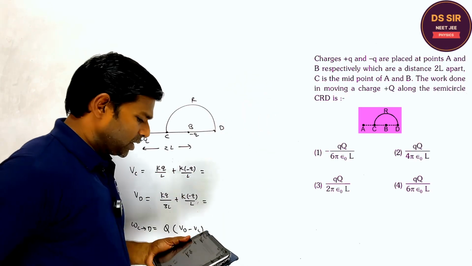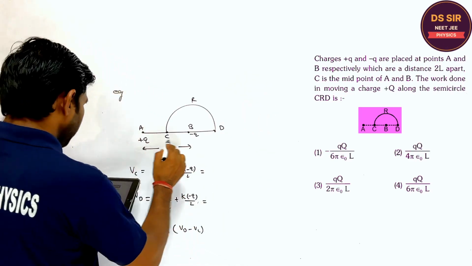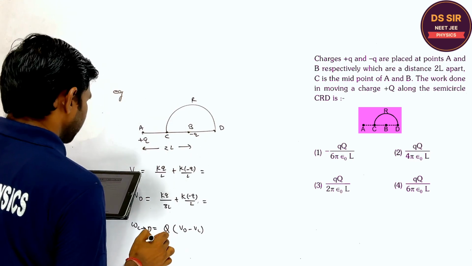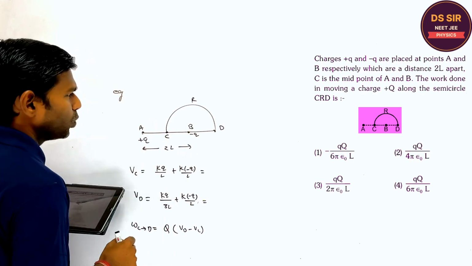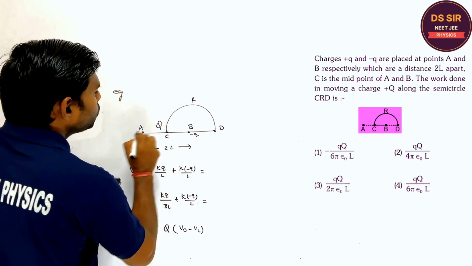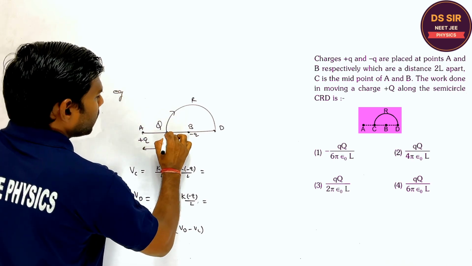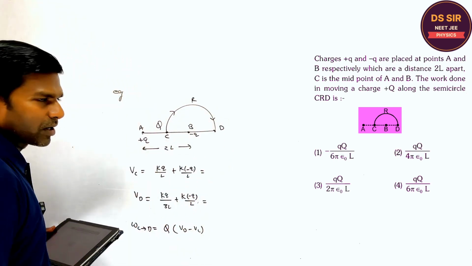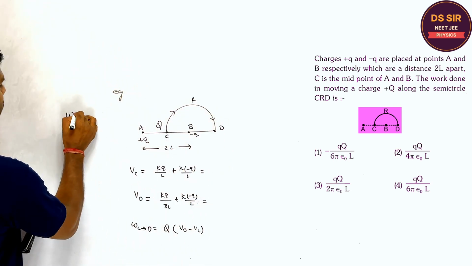So read this question. In this question, the plus Q and the minus Q charges are placed at A and B respectively. The distance between them is 2L, right? And C is the midpoint. If the capital Q charge is to be taken along the path CRD, then you have to find the work done. So the formula for the work done is what?